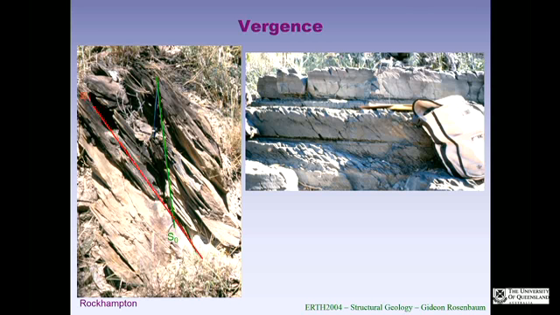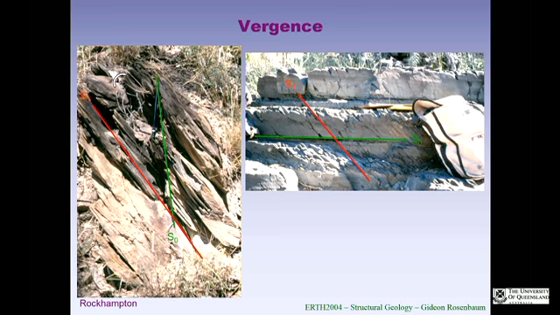In the other photograph, it is of course clear. Okay, and we can do vergence here. So we take the cleavage, we rotate to bedding. That will give us a vergence to the right. And here we do the same: bedding, cleavage. We take the cleavage, we rotate it, and it will give us vergence to the left.